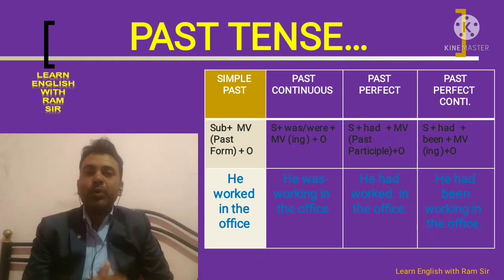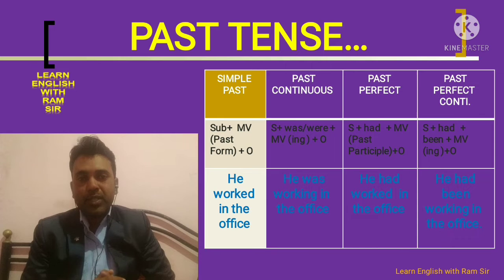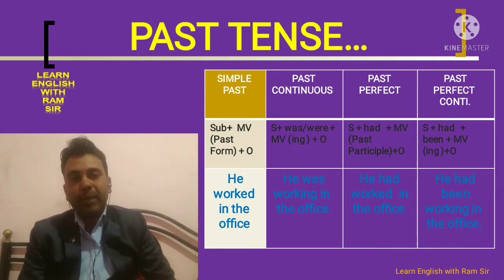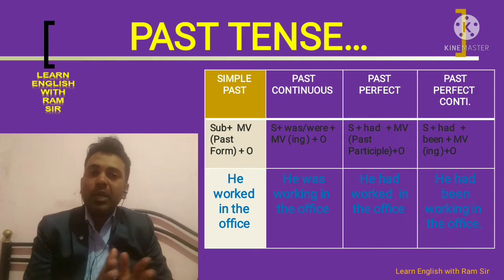The same example we are going to carry here, that is, he worked in the office. So here we had converted work into worked. Why? Because we need to use the past form of the verb. तो इसलिए हमने वर्क का जो पास्ट फॉर्म है, जो वर्कड होता है, तो वहां पे हमने पुट कर दिया. तो यहाँ पे जो सेंटेंस बना वो क्या बना? He worked in the office.